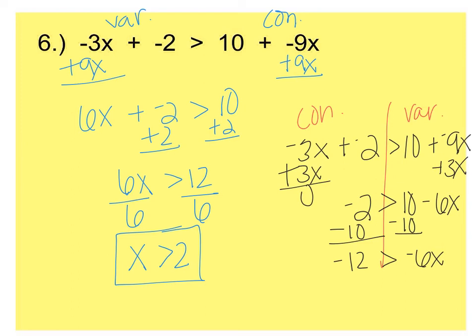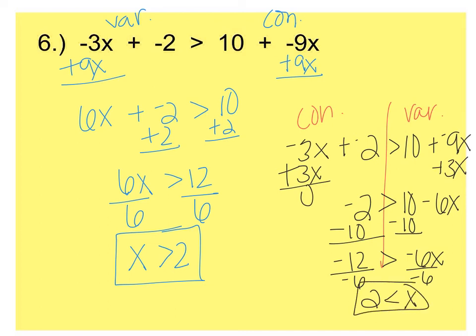In order to get x by itself here in this last step, what are we going to have to do? We're going to have to divide by negative 6. Because I'm dividing by a negative number, I'm going to flip that inequality sign. So I'm going to have an answer that says 2 is less than x.